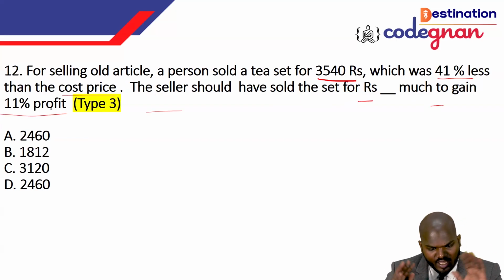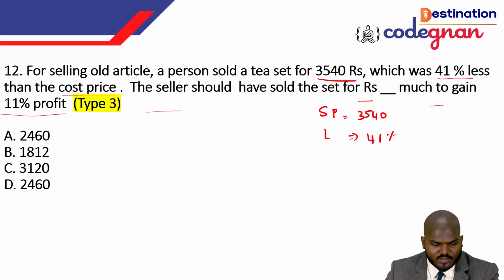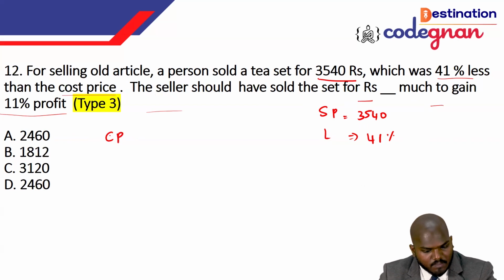So here, guys, whatever thing they have given, you just want to find out the cost price here. Okay, so just check it out. We have the selling price equal to 3540. Okay, and we have the 41 percent loss. That is what they have given in this one. With respect to that, if you want to find out the cost price, what formula will you apply here?